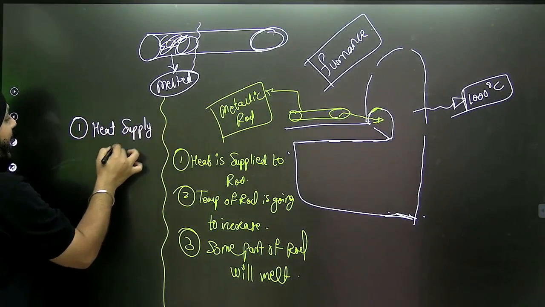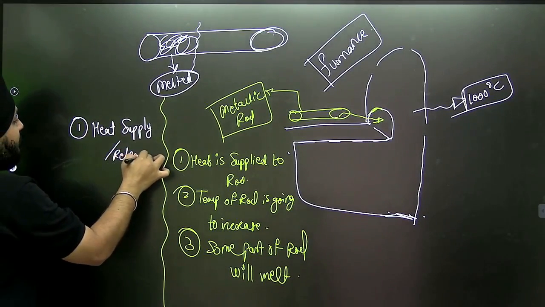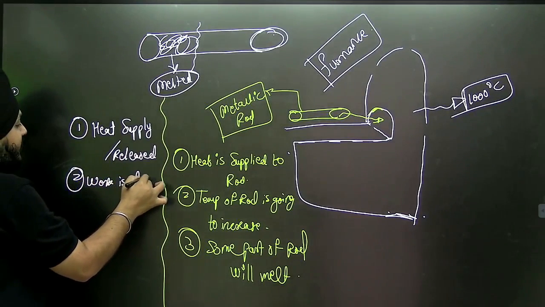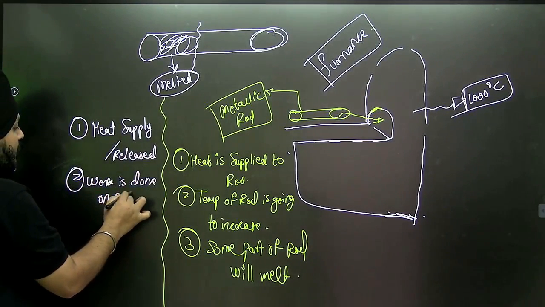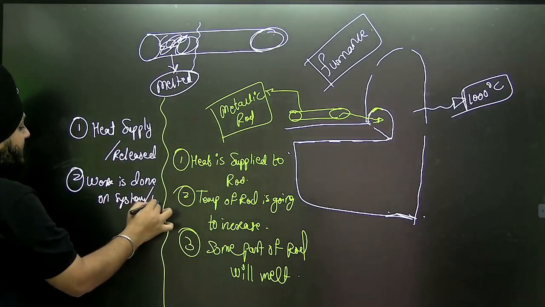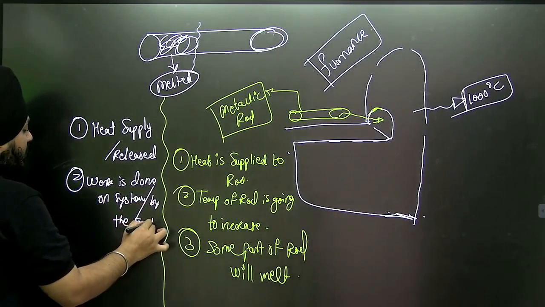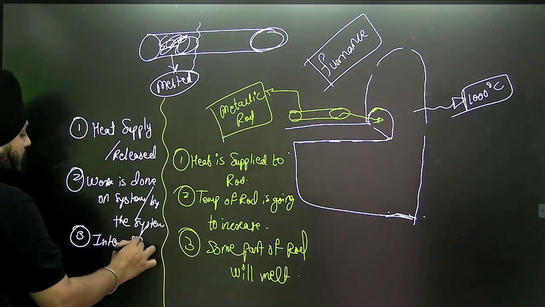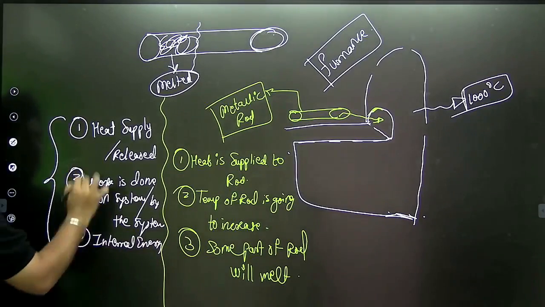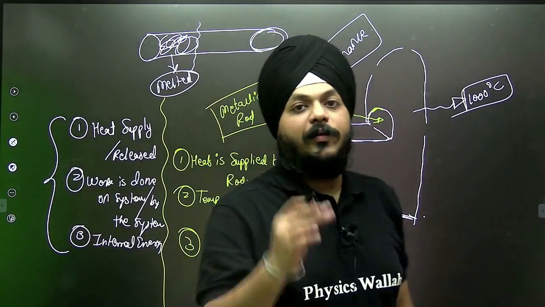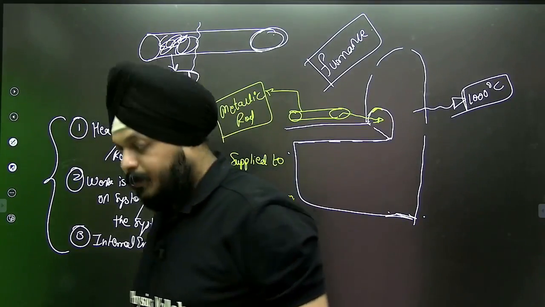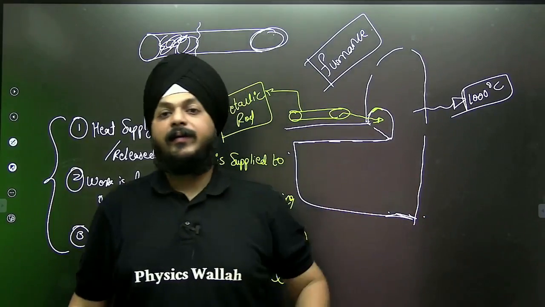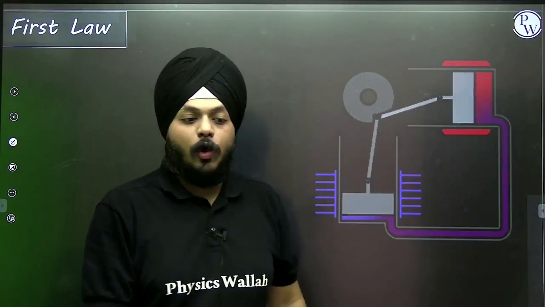First, that is heat supply or heat released. Second, work is done on the system or by the system. And third, the internal energy. These three important parameters play a prominent role in any thermodynamic process. Now, how are these things correlated? We are going to see that in the first law of thermodynamics.